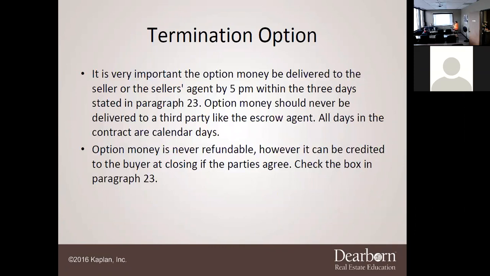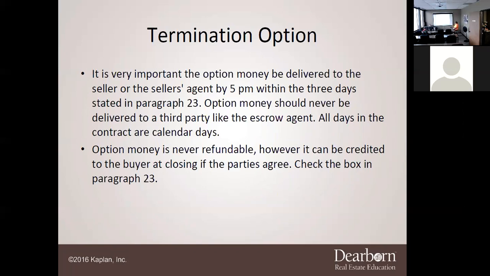This whole slide is wrong. I want to tell you all that now. So if y'all are looking through this online, or if y'all have the slides printed out, you can basically cross this entire slide off because this is all different now that the new contracts have come out. It says it is very important for the option money to be delivered to the seller or seller's agent by 5 p.m. within 3 business days, stated in paragraph 23, which is incorrect. It is now given to the title company along with earnest money. So it is now given to the title company within 3 business days with the earnest money.